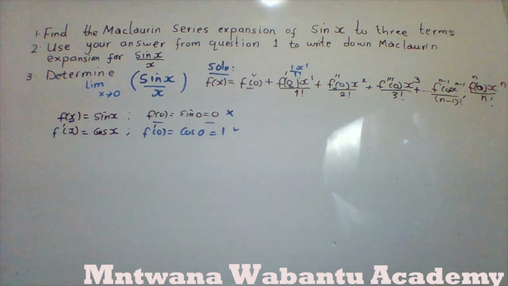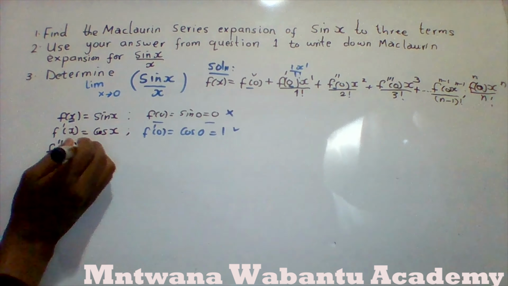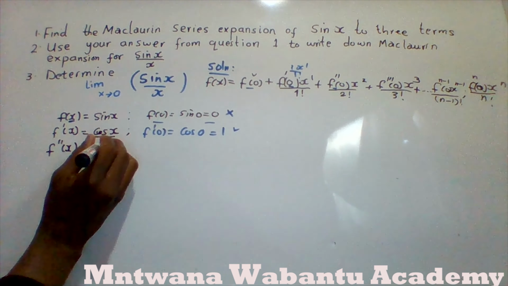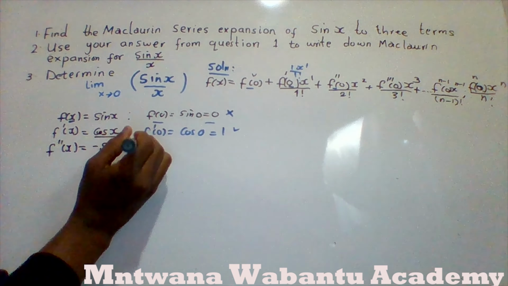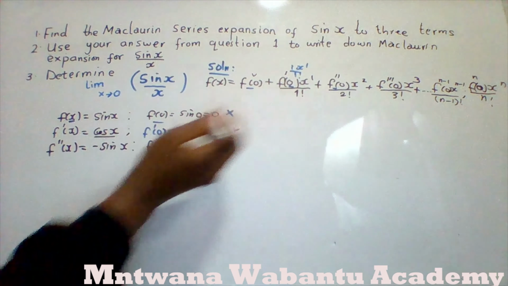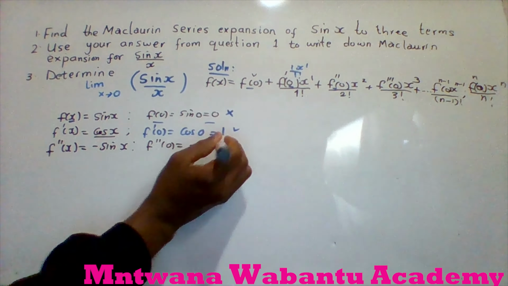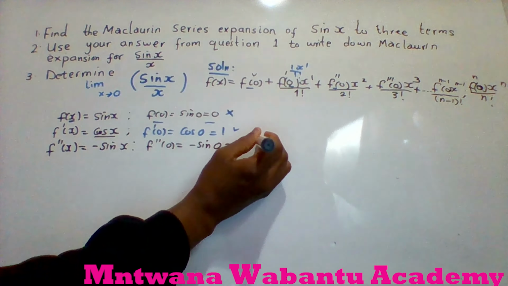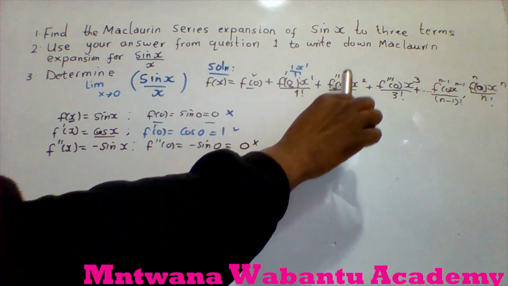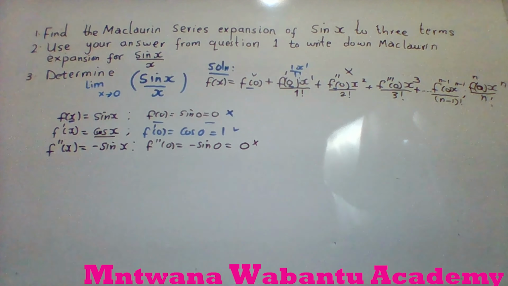Now let's try to get the second term. This is going to be f second prime. When you differentiate cos of x, you get negative sine of x. Now plugging in 0 because we want f second prime of 0, this is going to be negative sine of 0 equal to 0. So no term, because if you take 0 times anything, everything is going to be 0. So no term over there.